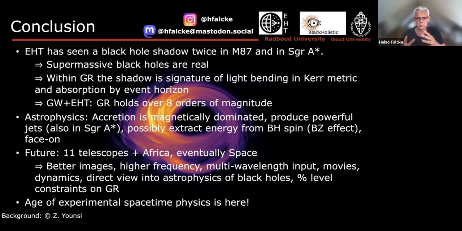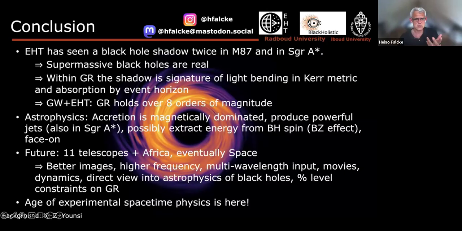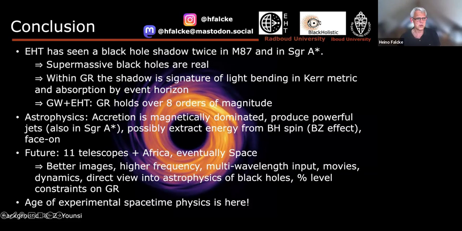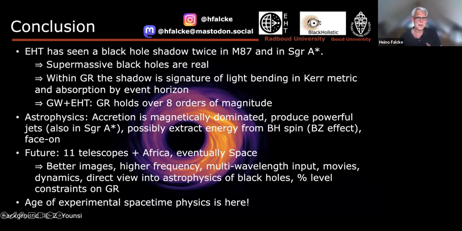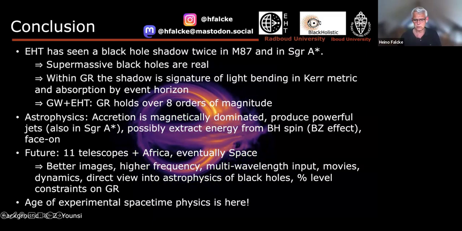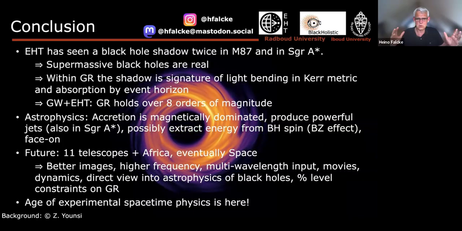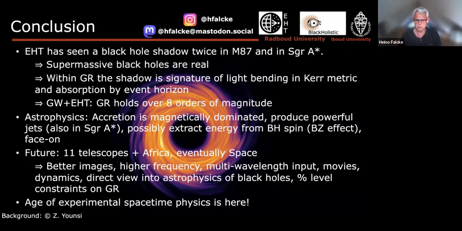Of course, there are always discussions: could there be variants of black holes, or could we have changes of general relativity? That's what we're all testing. The shadow that we see really is the signature of the event horizon. And if you combine all of this, general relativity holds over 8 orders of magnitude, which is, I think, absolutely amazing. It covers so many scales, and general relativity explains these black holes.